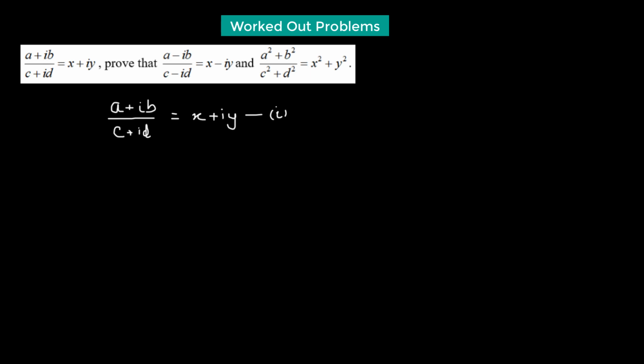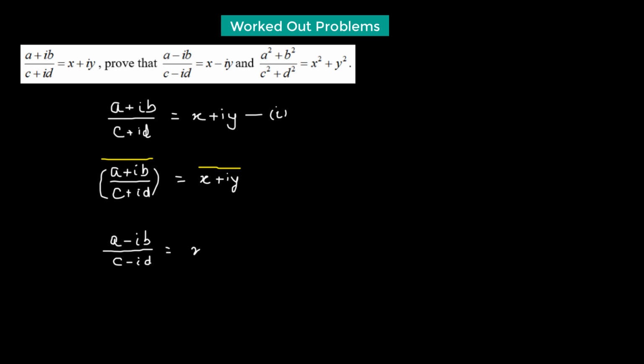So let us first take the conjugate on both sides. So that would be a plus ib divided by c plus id equals x plus iy. So we take the conjugate on both sides, and that should give us a minus ib divided by c minus id equals x minus iy, and let's call it equation number 2.